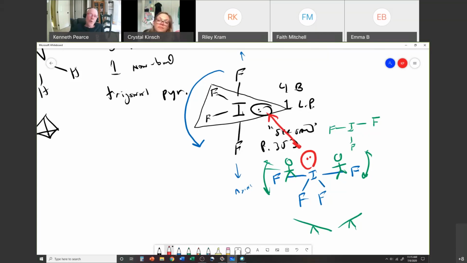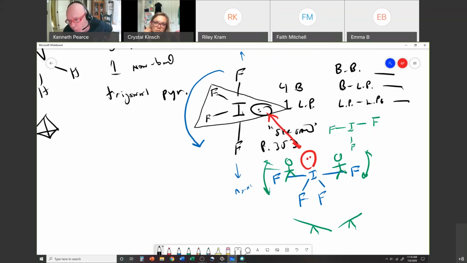Okay, now when you are doing the lab, you have this list of bonded, bonded, bonded, lone pair, and then lone pair, lone pair. If you've looked ahead on the next lab, you will see that. And these refer to only 90-degree interactions, only 90-degree interactions, okay?